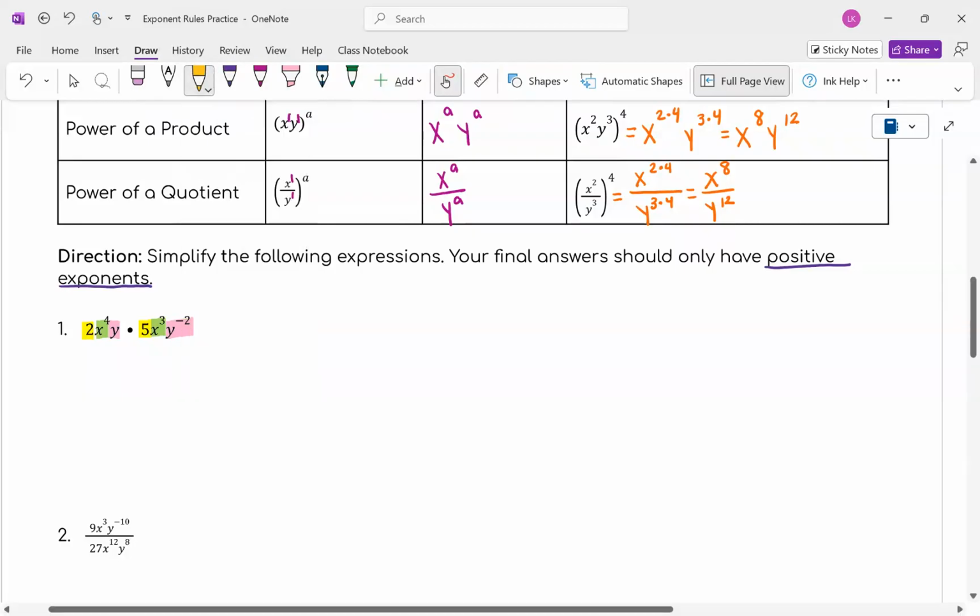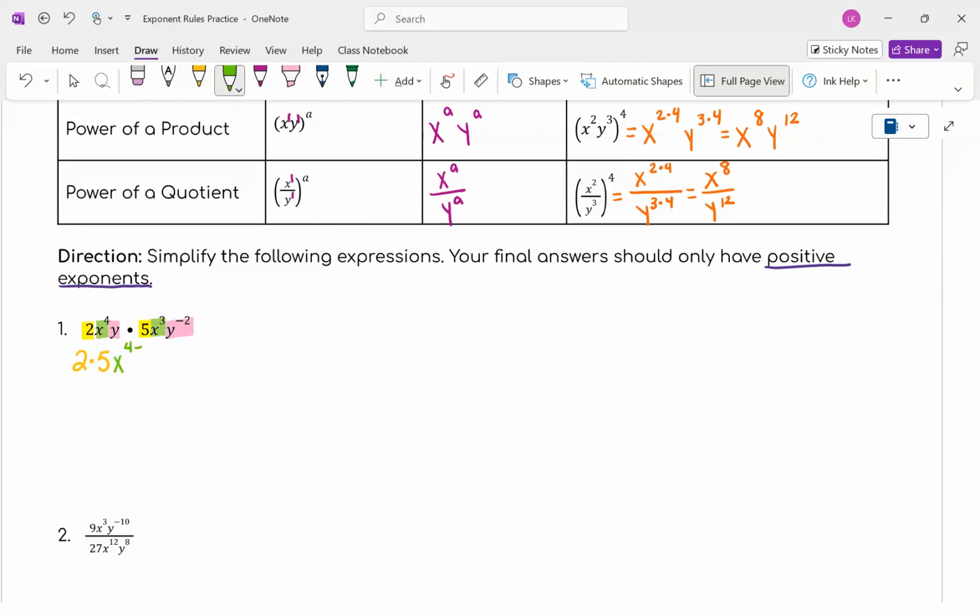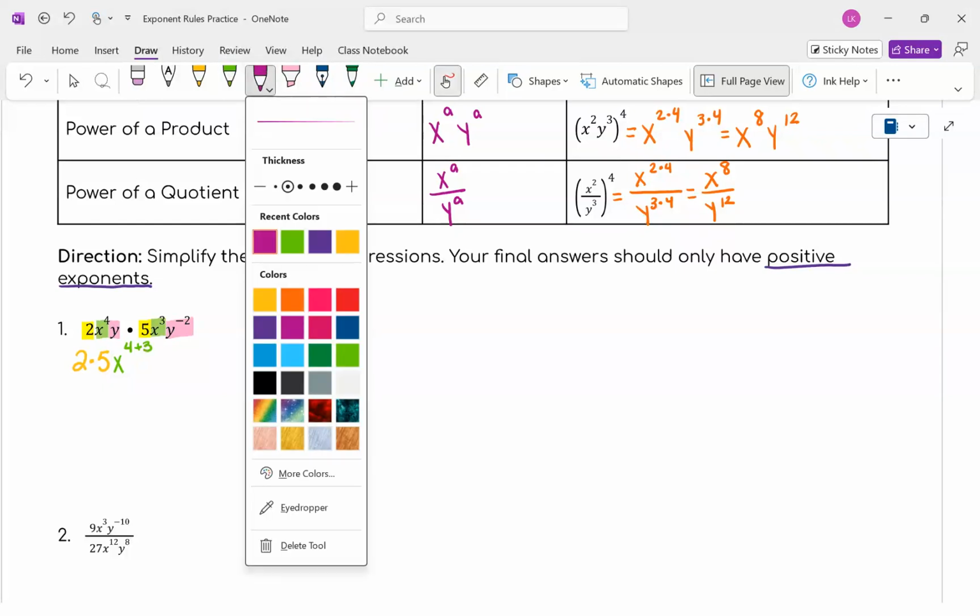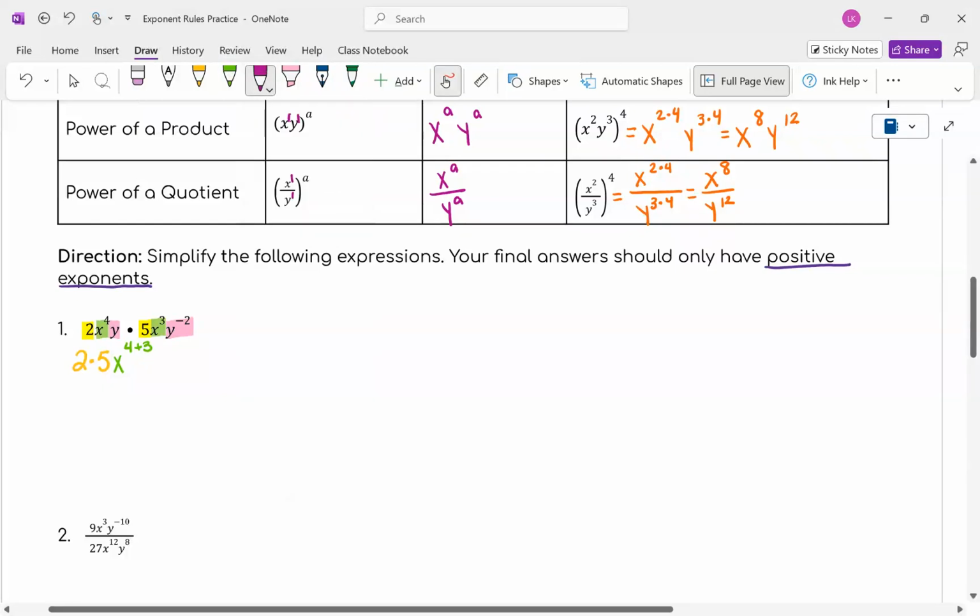So when I'm thinking about multiplying these things, the 2 and the 5 multiply just like they would if this whole expression was 2 times 5. And then we have our x stuff. So this is going to become x. This is a product because they're multiplying. So we're going to add the exponents, x to the 4 plus 3. And then same thing with the y.